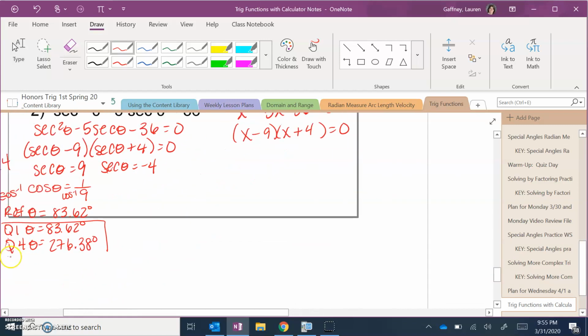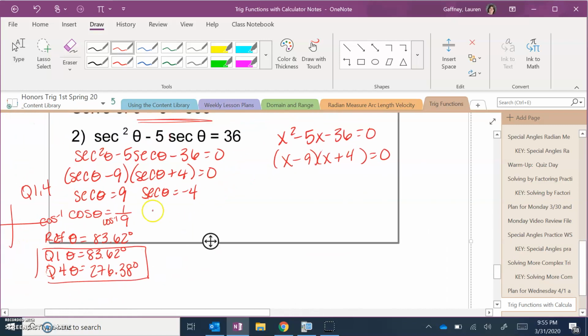Okay, so now we need to do the same thing over here. So cosine theta equals, now we want to drop that negative. So let's do 1/4, do cosine inverse of both sides. The negative is just going to help us figure out what quadrant we want. So when we do that, our theta is 75.52. That's our reference angle.